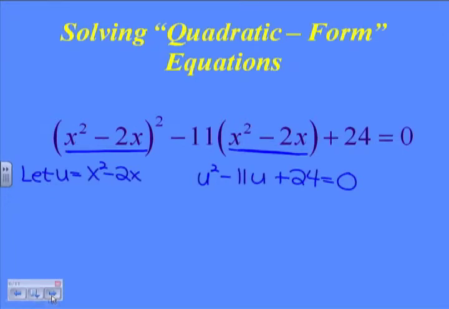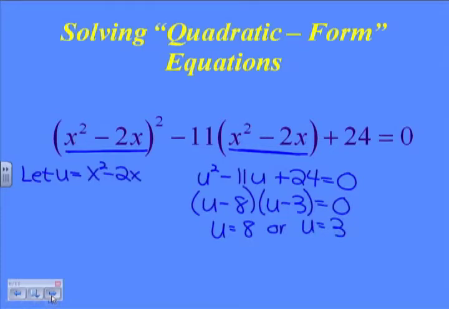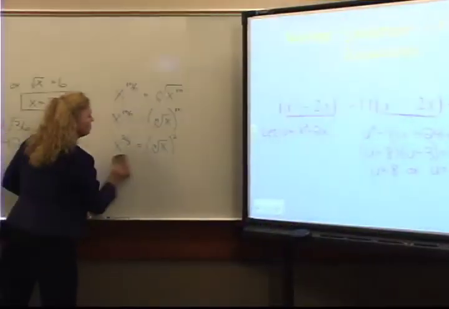Now remember, once you get it into a quadratic equation, you have 3 options for solving it. If I can factor it, that's always my first choice. I can easily factor this guy, u minus 8, u minus 3. And I get 8 or 3. But remember, that's not what I was looking for. Okay, so I have to substitute back in. Now this is going to be quite a bit of work, so we'll come over here to finish this all out.